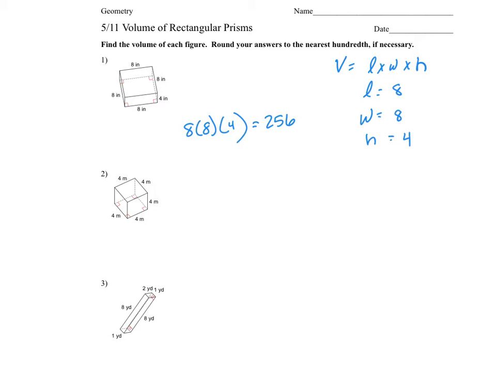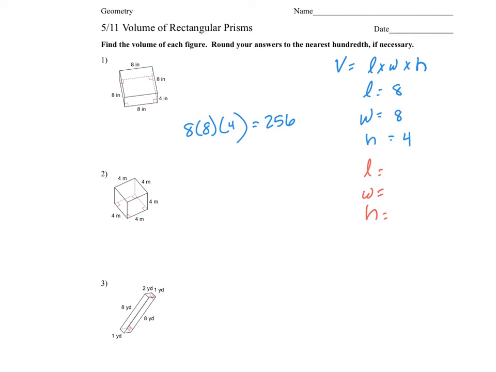All right, the next one is even easier. You have your length and your width and your height. Your length, your width, and your height for number 2. And look at that, that's a perfect cube.